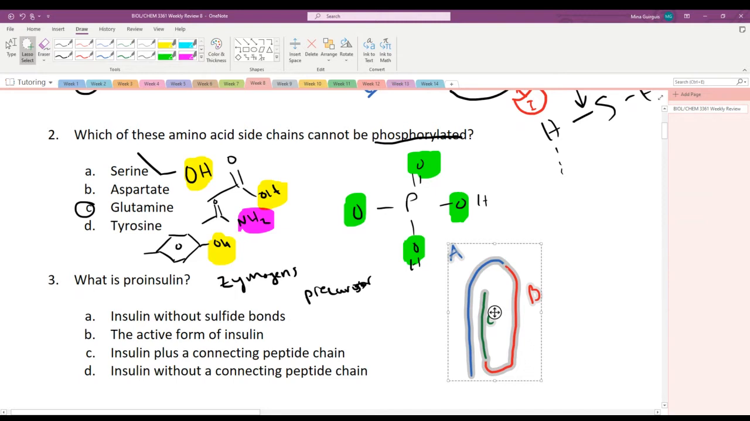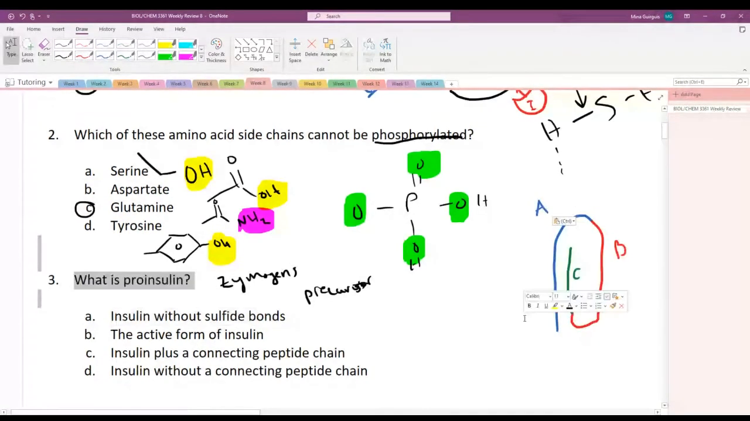Right after it's been translated, it's going to start folding into whatever the most stable configuration it can take is. So just like we learned about alpha helices and beta sheets and that kind of secondary structure stuff, this is going to try to do the same thing. Does it make an alpha helix? Does it make a beta sheet? Whatever.